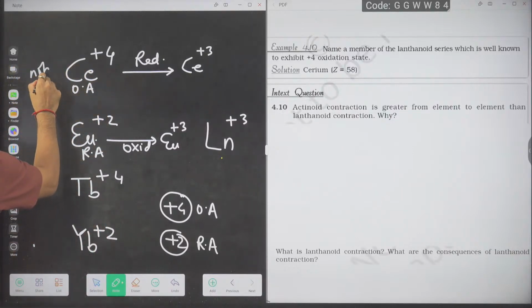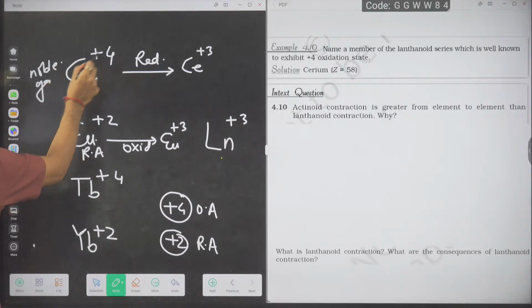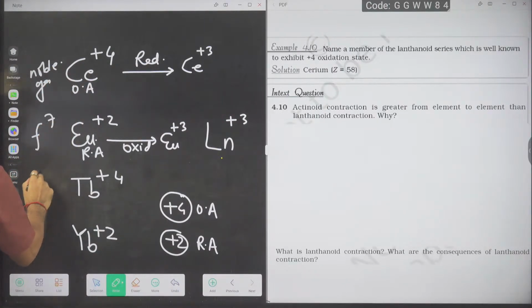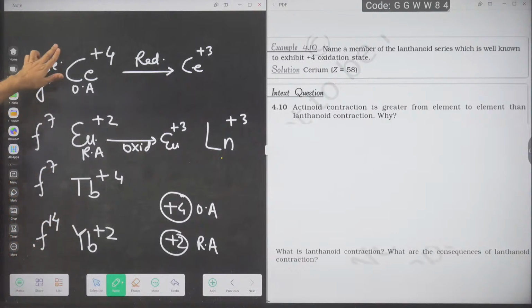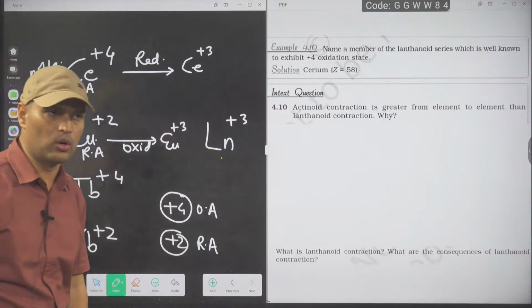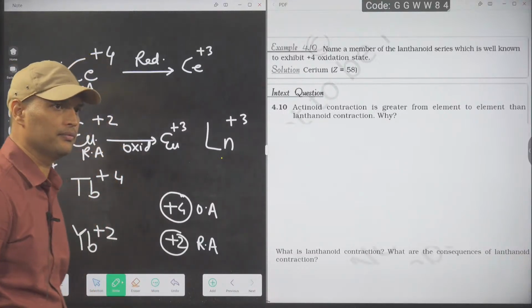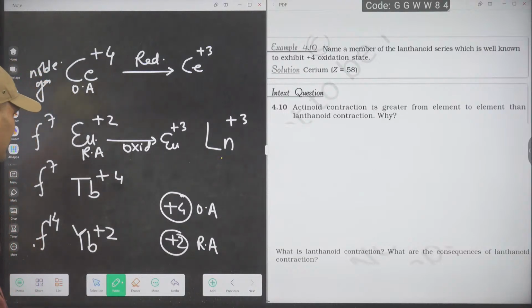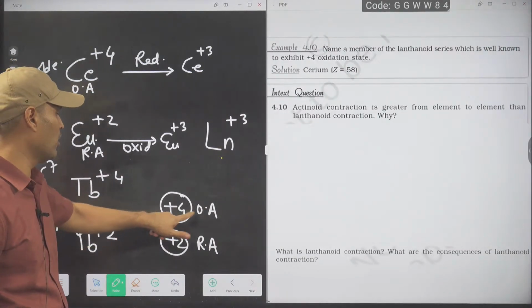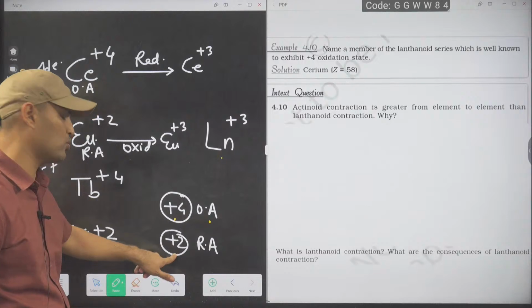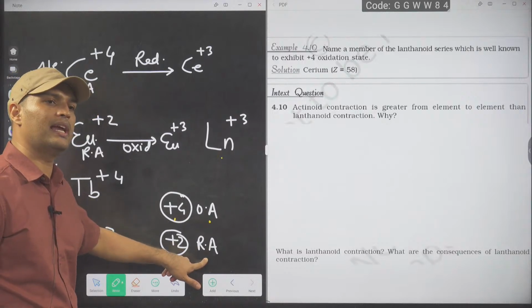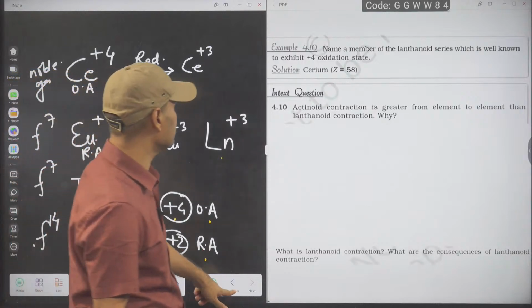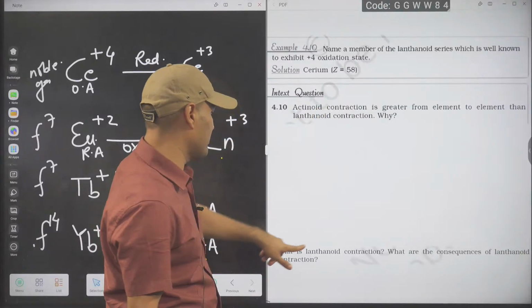This is noble gas configuration. Cerium +4 has noble gas configuration, f7, f7, f14. These are already stable, but then also they will go to +3. So +4 acts as oxidizing agent, +2 acts as reducing agent. Clear? Okay, lanthanoid contraction we were saying.